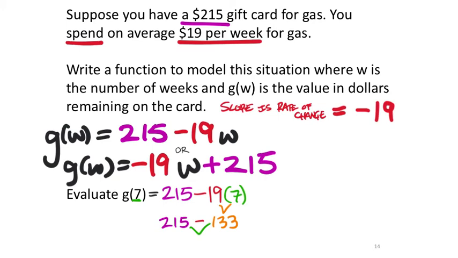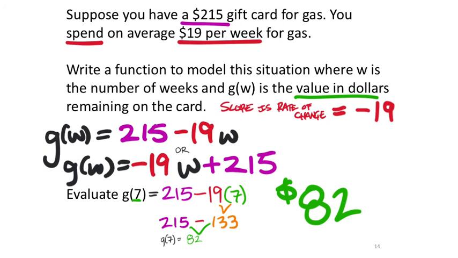215 minus 133, 82. I think I can fit that in there, 82. So after 7 weeks, that's a G of 7. After 7 weeks, you'd have $82 left on the card. Sorry, that's kind of small. I thought I had less space than I did. $82. Yeah, we should label this, by the way. What's the value in dollars? It even asked for it right there.